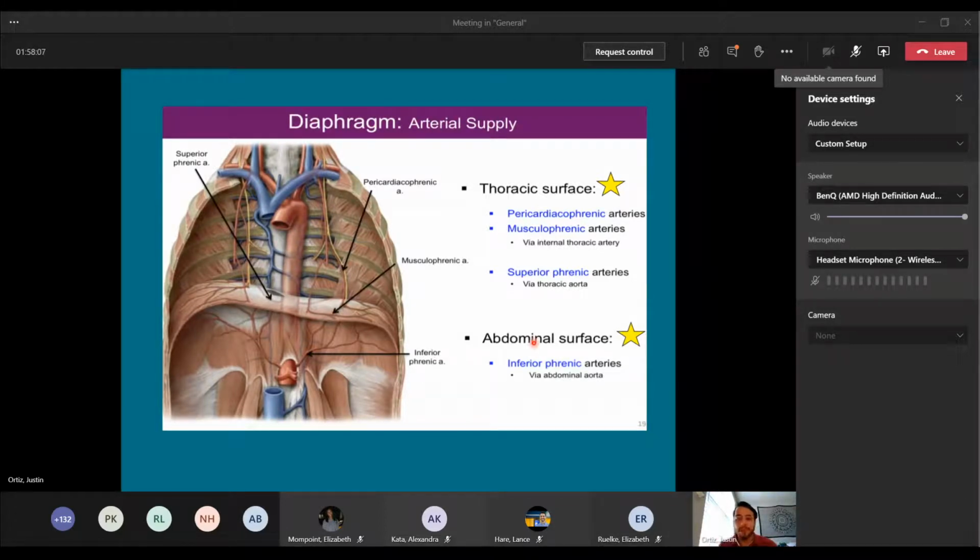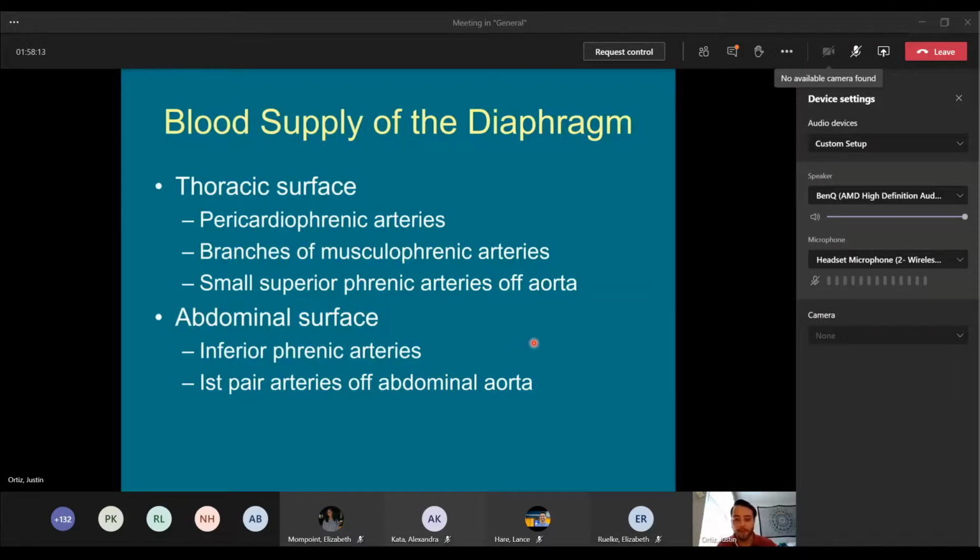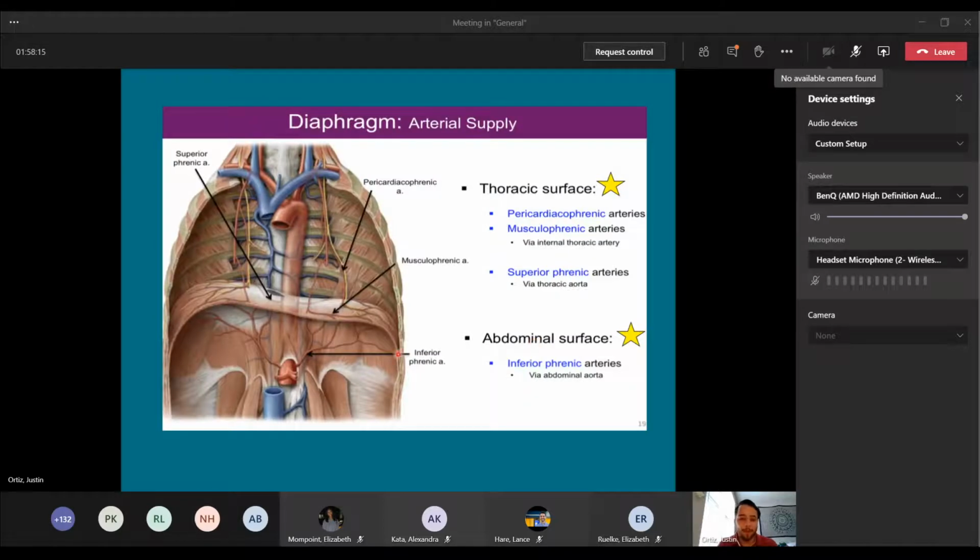Abdominal surface, inferior phrenic arteries, right? We also talked about the first costal arteries, like we talked about on the last slide, the first pair of arteries coming off the abdominal aorta. I mean, you can note that too, but this one's a little bit higher yield. Inferior phrenic, you can see inferior, taking the inferior portion of the diaphragm, right? So that's going to be inferior phrenic arteries via the abdominal aorta, right?